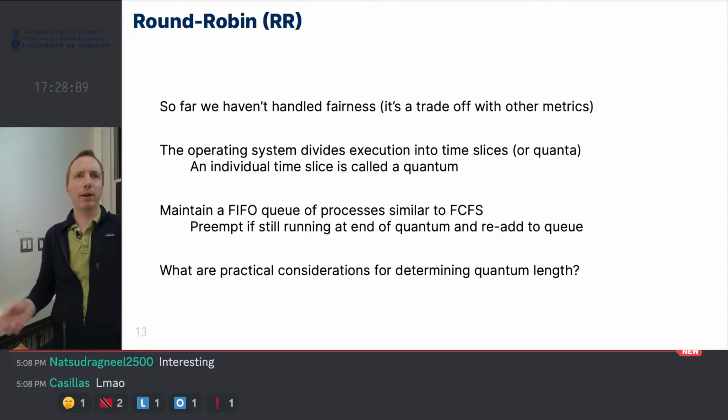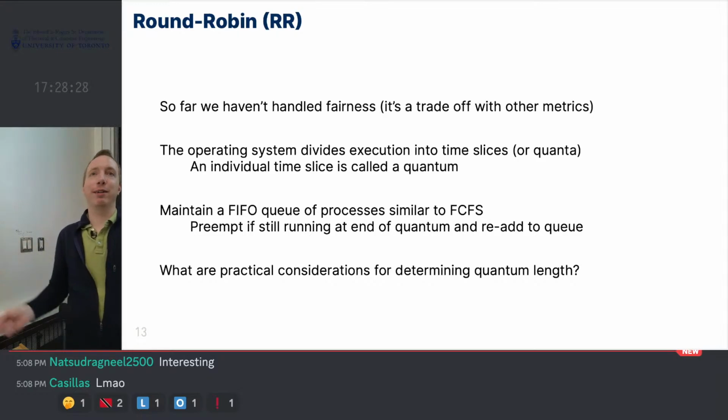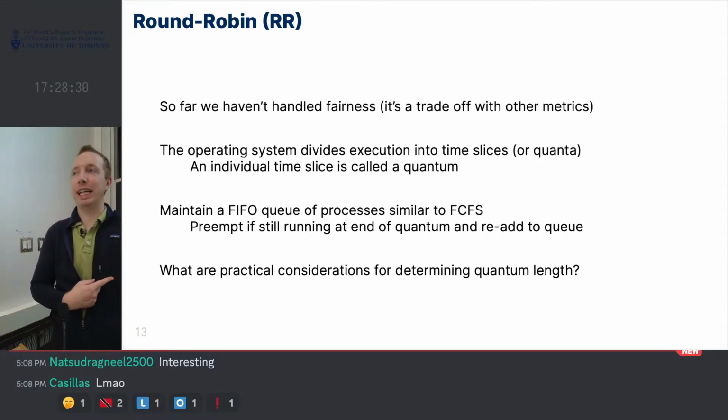So I heard one already a bit. If it's too low, you'll have a lot of context switches. And if the time it takes for a context switch is even comparable to the quantum length, you're just going to spend all your time context switching, and it's going to be real bad. So what is the opposite problem if my time slice is absolutely gigantic?